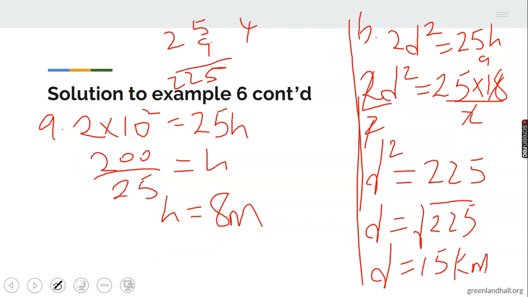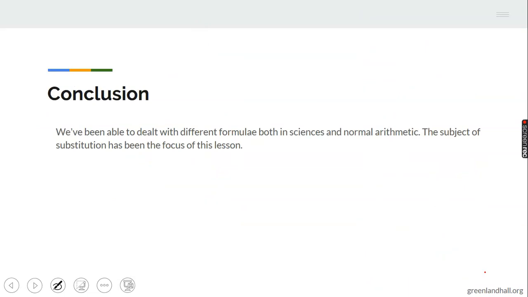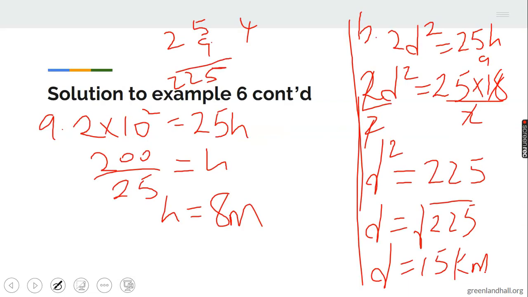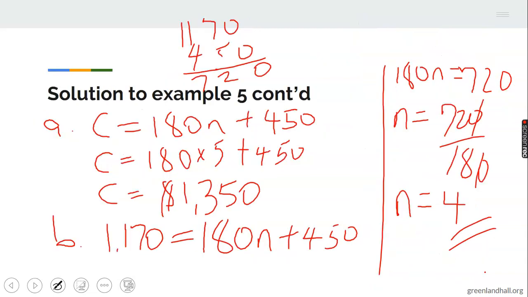Yes. Someone will ask me that a square root will carry plus or minus. Distance can never be negative, so distance must be positive. That is why we have that. Now, I think you understand what I just explained. We've talked about different formulas, and we've discussed substitution, and we've solved several problems.